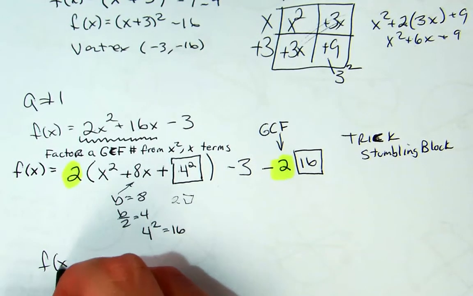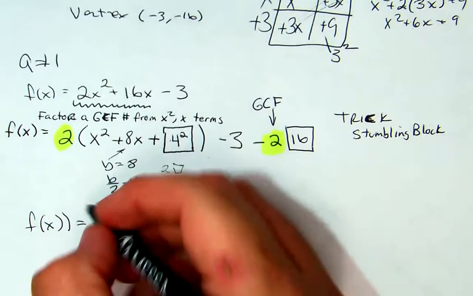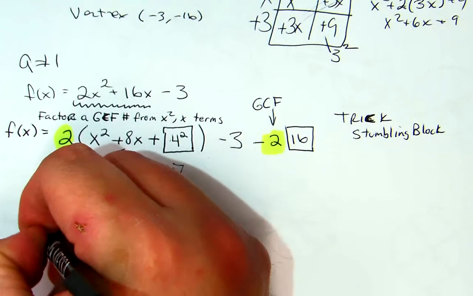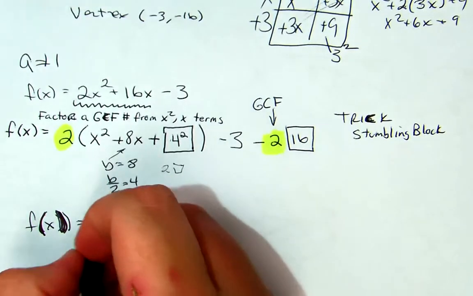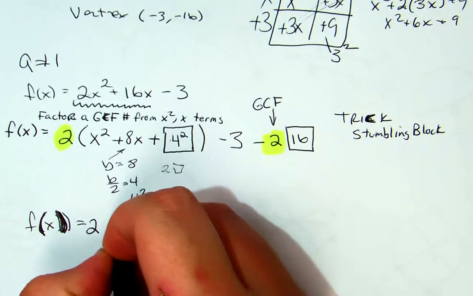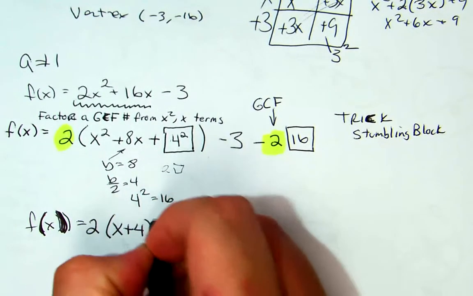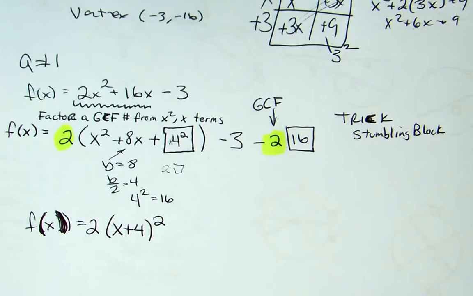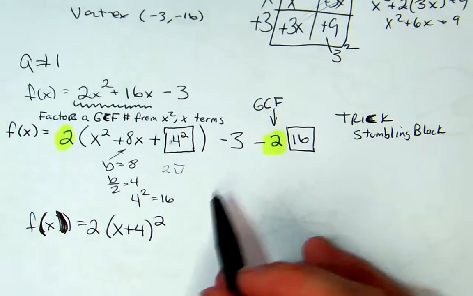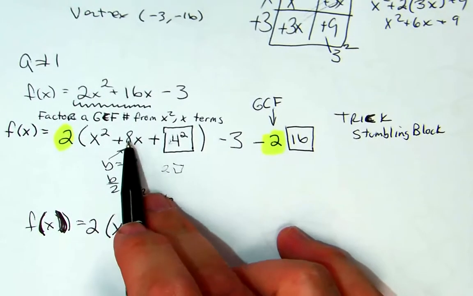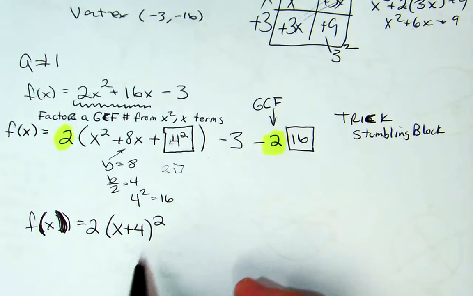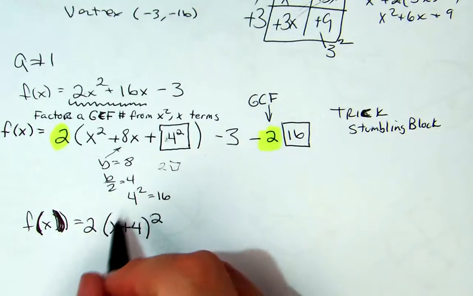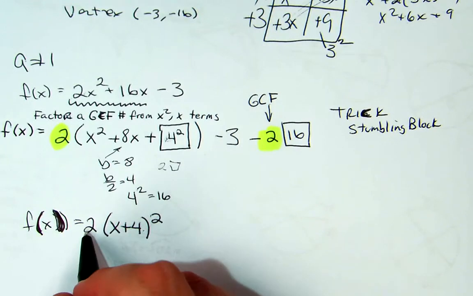So f of x, in this case now, whoops, sorry for the double parentheses here. I'm going to get 2 times the quantity of x plus 4 quantity squared, because the 4 is what I'm actually using to complete the square, because it's really x squared plus 8x plus 16. So 4 times 4 is 16. It's all good to go. And if I had 16 in there, times 2 is a 32.